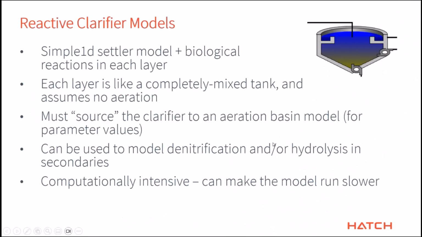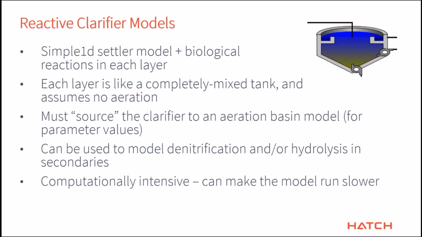So the last thing I wanted to talk about was the reactive clarifier models. By that, I mean the simple 1D settler model, so the dynamic mechanistic model with the 10 layers, but each layer also has biological reactions in it as well. Each layer is then treated like a completely mixed tank, and it assumes no aeration, and then we apply all of the biological model as well. So you must then use the sourcing function of that clarifier over to a bioreactor somewhere, like the aeration basin, so that they use one common set of biological growth rates and half saturation coefficients and so on. So that's a nice way to set that up.